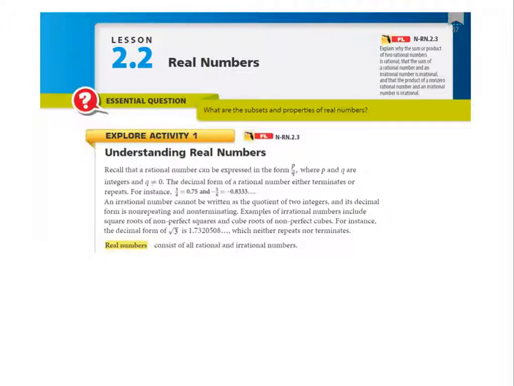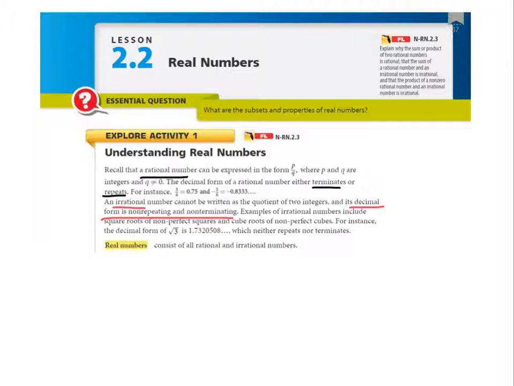So the first type is what we call a rational number, and that's any number that can be rewritten as a fraction or turned into a decimal. However, the decimal has to either terminate or repeat. If it's not rational, then we call it irrational. There are two separate categories, and an irrational number is a decimal that is non-repeating and non-terminating.